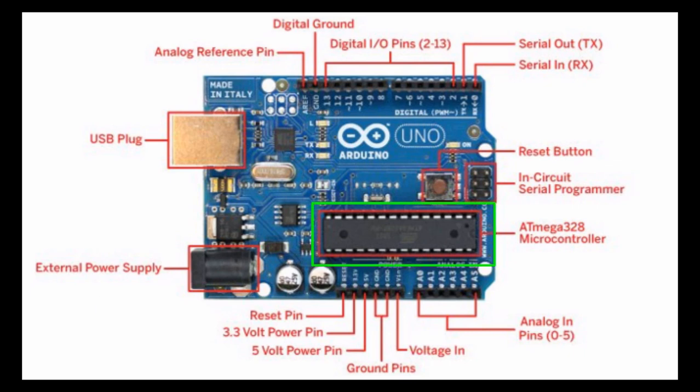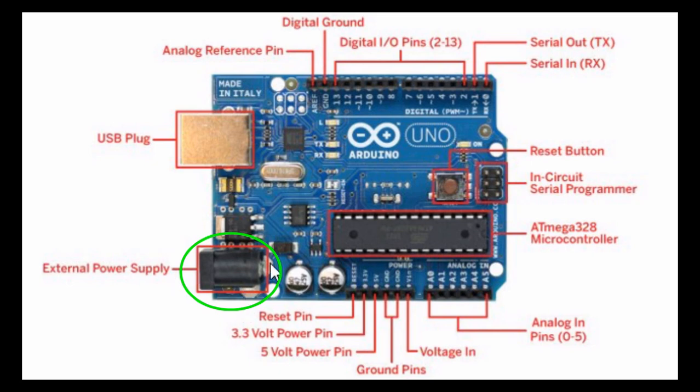It's based on the ATmega328 microcontroller. This ATmega328 microcontroller has got 32 kilobytes of flash memory for storing the program, 2 kilobytes of SRAM and 1 kilobyte of EEPROM. The USB plug is used to power the board from your computer's USB port if an external power supply is not used, and also to transfer the program code from your computer into the Arduino.